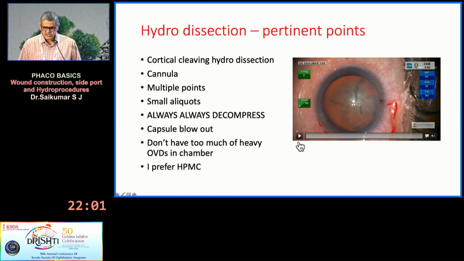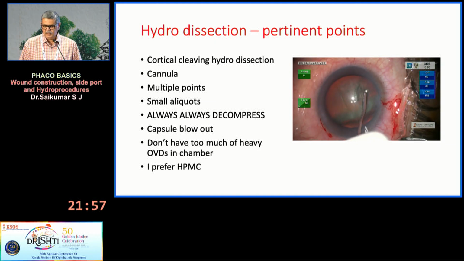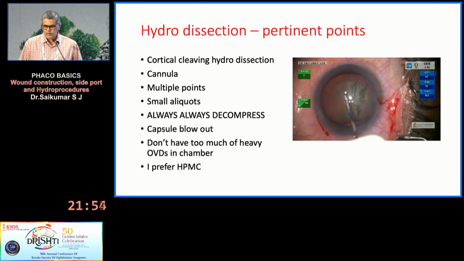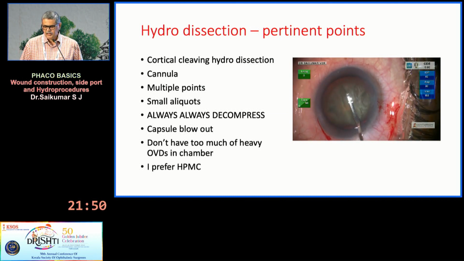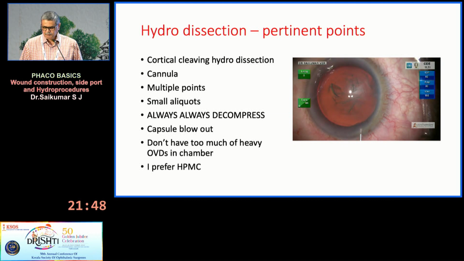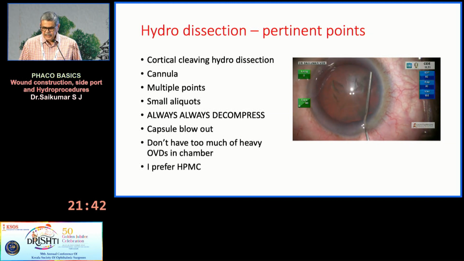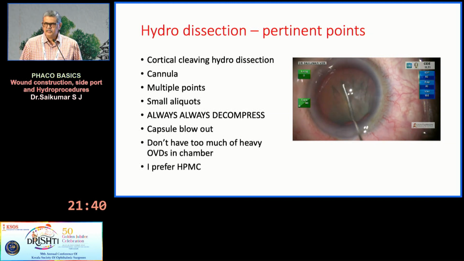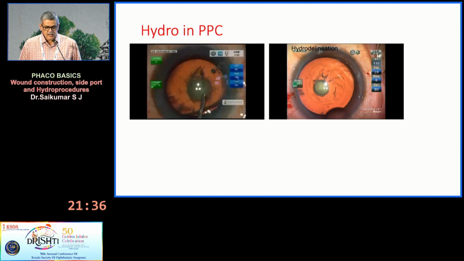So this is again a short video clipping of hydrodissection. This is a beveled cannula that I am using. You can go under, you can see that the wave is seen, and then you go to the other side and then again decompress. This is the normal rounded cannula. This also can be used for your hydrodissection. Again, at 2 points the hydrodissection is being done and the center is depressed.